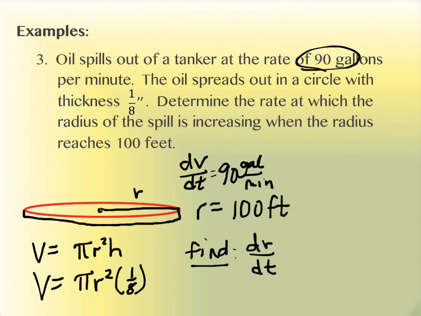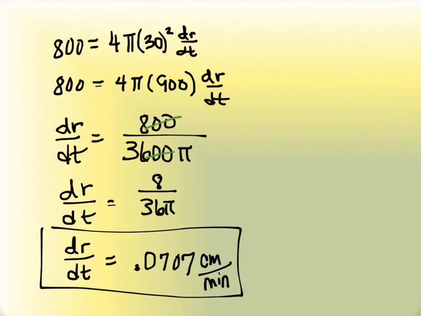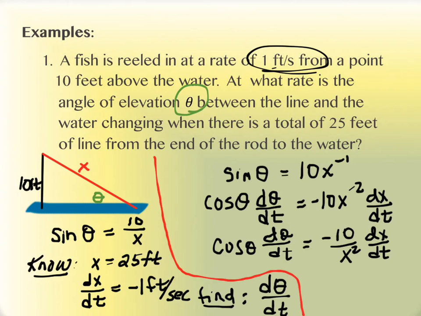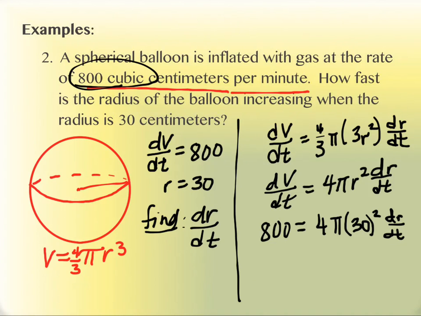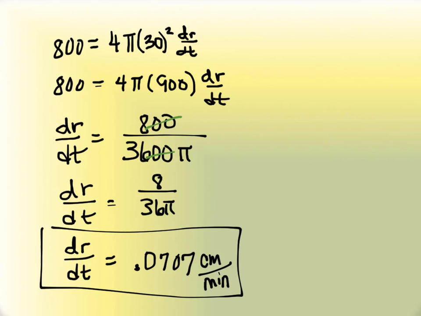I'm going to go back to the last 2 examples and make mention of something that you probably weren't aware of happening that's different here. Notice on this particular problem, our x was measured in feet. dx/dt is feet per second. My answer at the end here is in something per second. Next problem, this 800 is in cubic centimeters per minute. My radius is given in centimeters. My answer at the end ends up being in centimeters per minute.